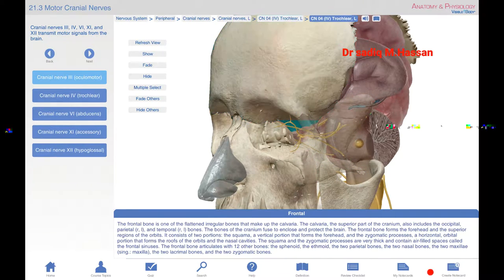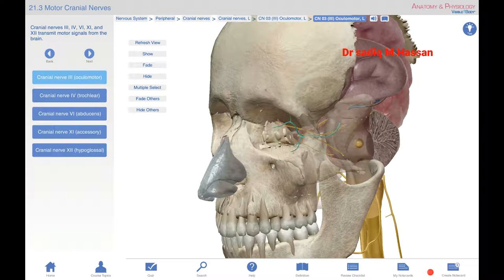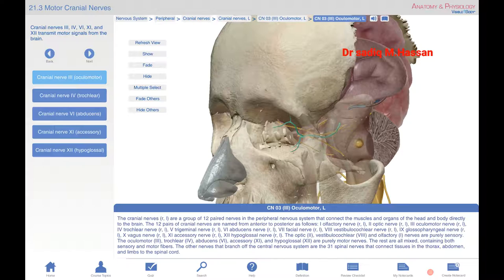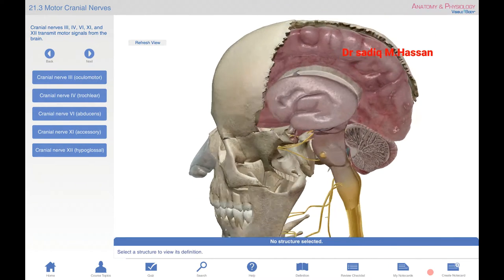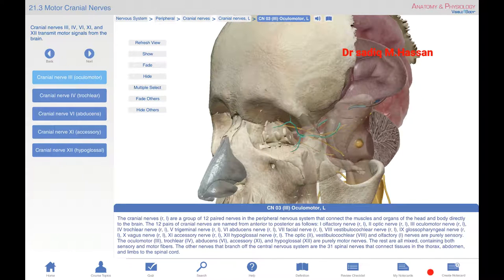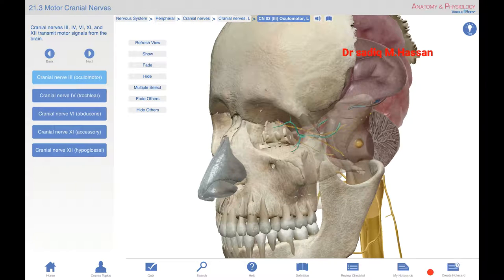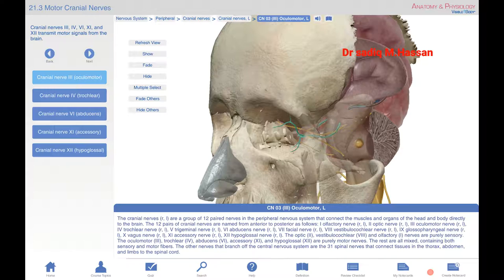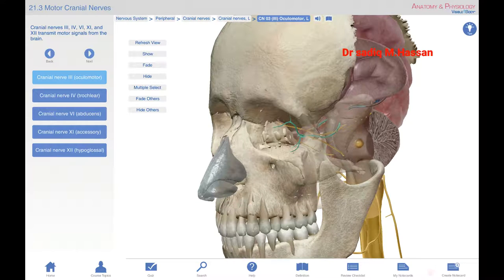Let us highlight. This is the highlight of the cranial nerve olfactory. So we will see details in a bit. Okay, so olfactory nerve, as we said, and cranial number 4, trochlear, 6, abducens, and 11, accessory nerve, and 12, hypoglossal. These all carry motor fibers.